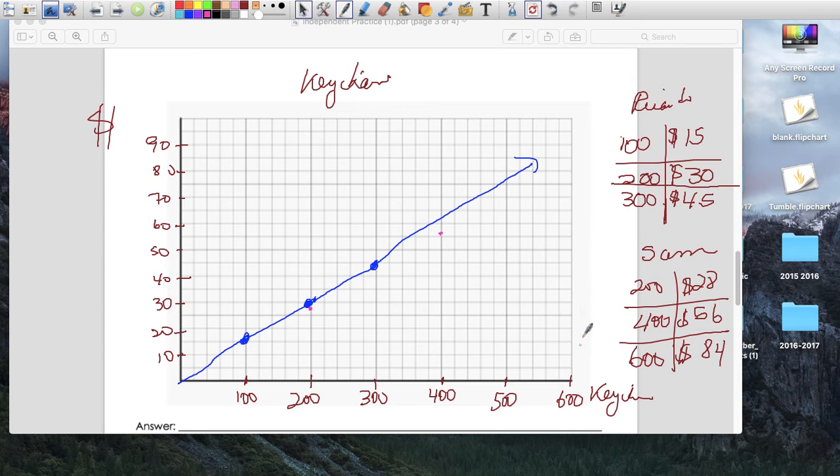And then 600 is going to be 84, which is right about here. 80, right about here. If you notice, Sam's line is going to be just a little bit under Ricardo's line. Okay, so let me just extend Ricardo's line.